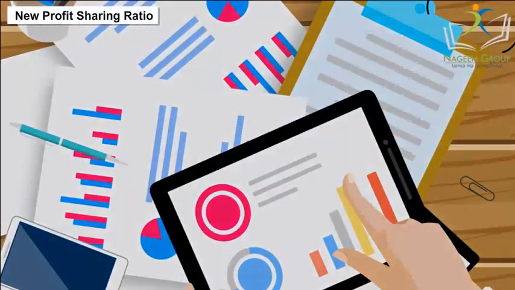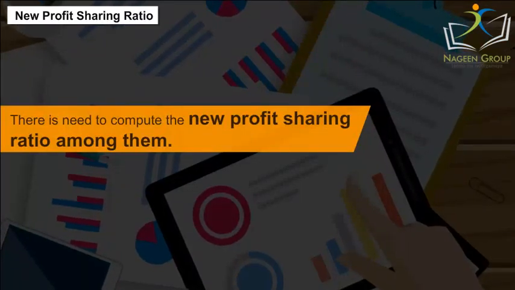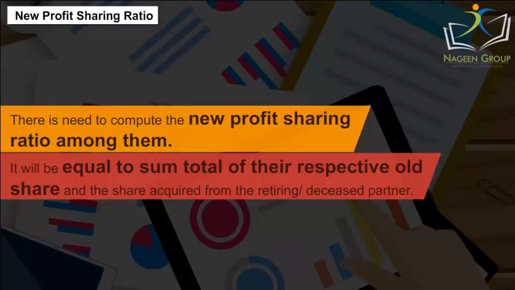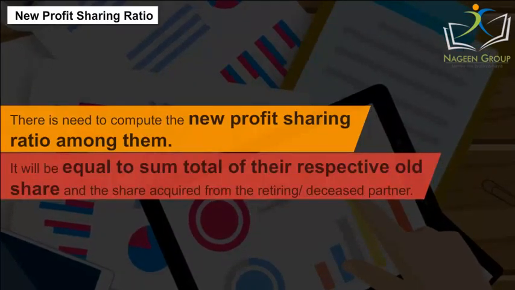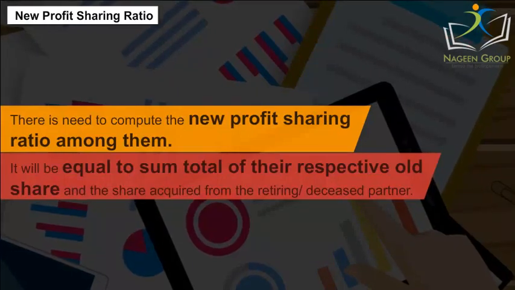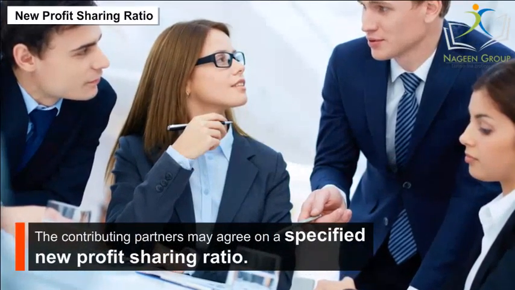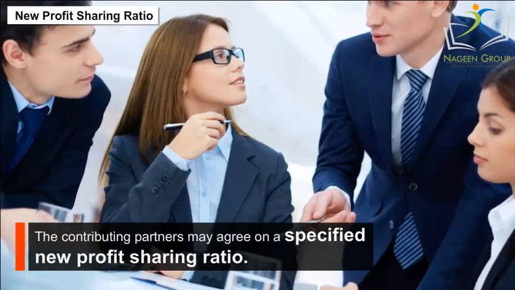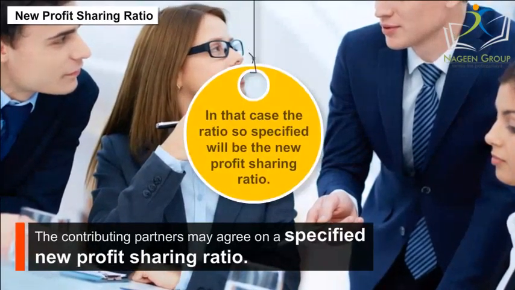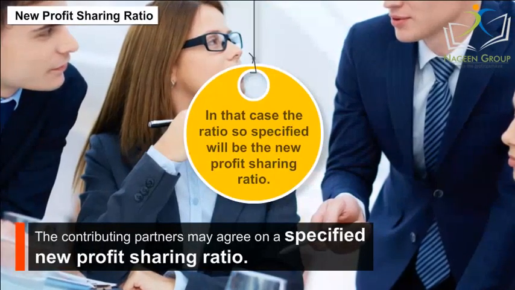So, in such cases, there is a need to compute the new profit sharing ratio among them, and it will be equal to the sum total of their respective old share and the share acquired from the retiring or deceased partner. The continuing partners may also agree on a specified new profit sharing ratio. In that case, the ratio so specified will be the new profit sharing ratio.